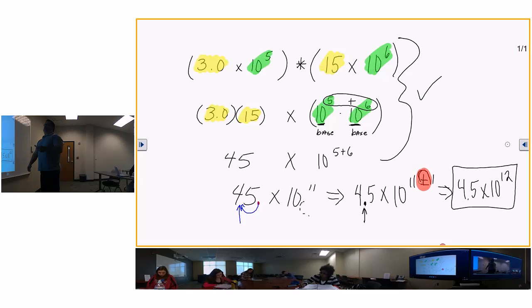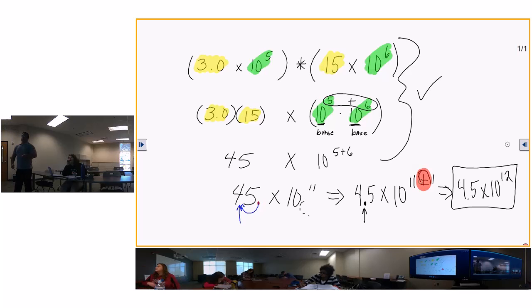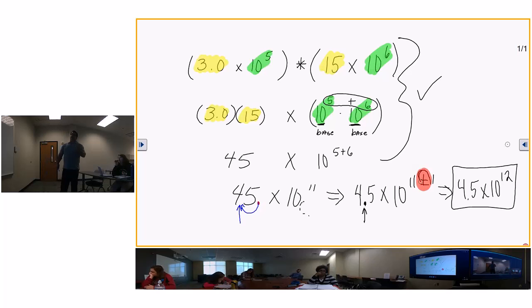All right, let's do one that's a little bit different. Let's do one with division. I have a question. Yes. So how would the 15 be a 15 instead of 1.5? That's just the way they give it to you. Sometimes they give it to you like this just to see if you know what you're doing.